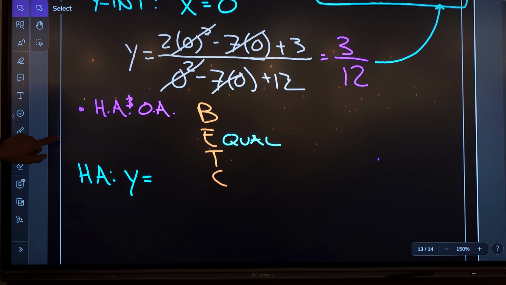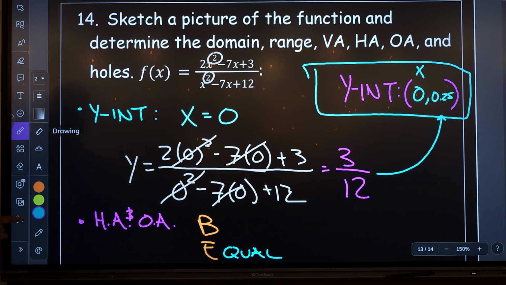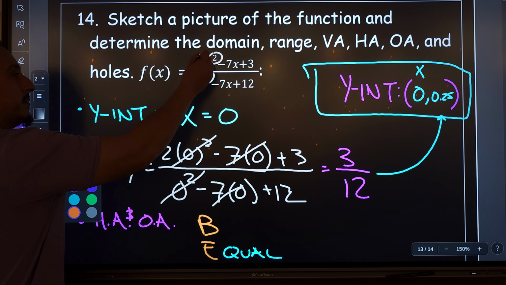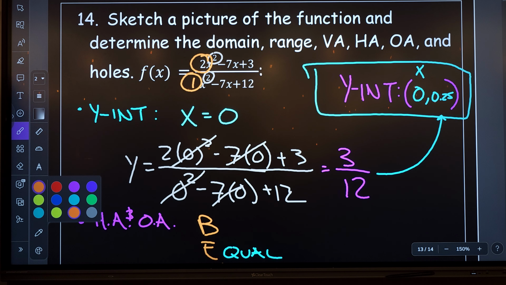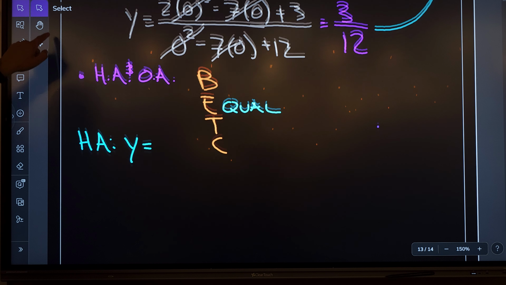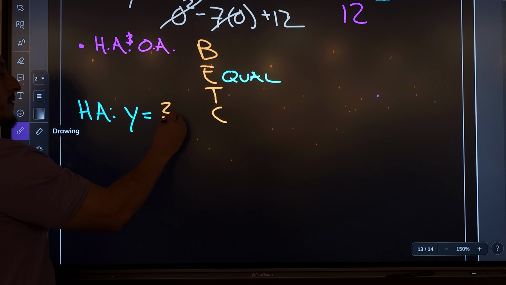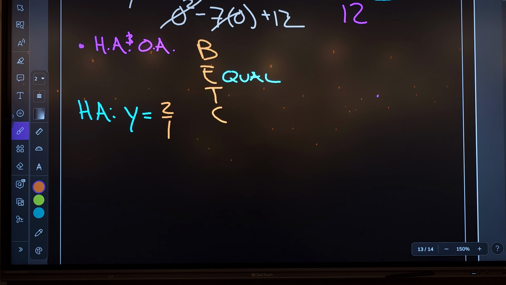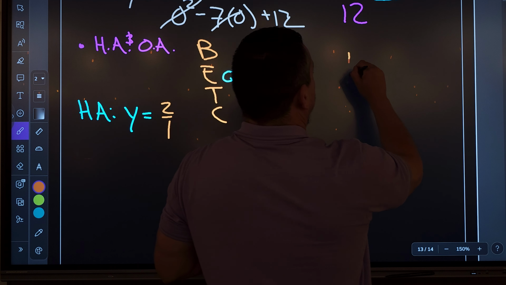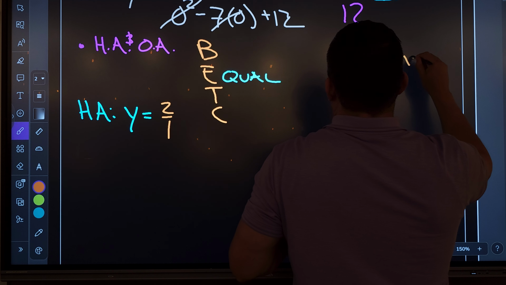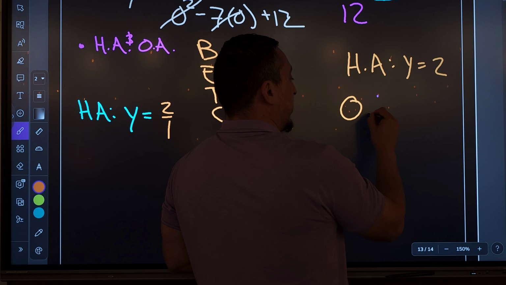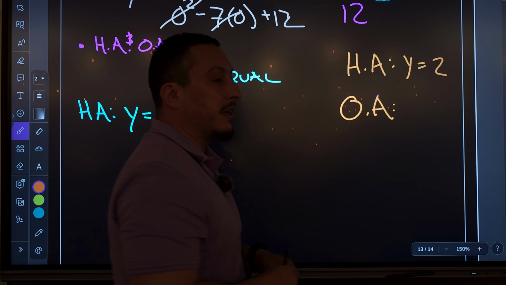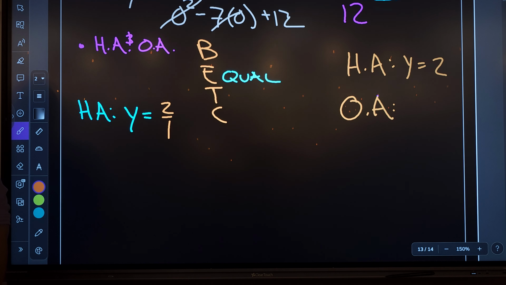the two numbers in the front. If I go back over here, that's a 2 and that's a 1. So 2 over 1, that's your equation. So this will be y equals 2 over 1, which is really just 2. So here's my HA: y equals 2. And if you have an HA, automatically you know that you will not have an OA.